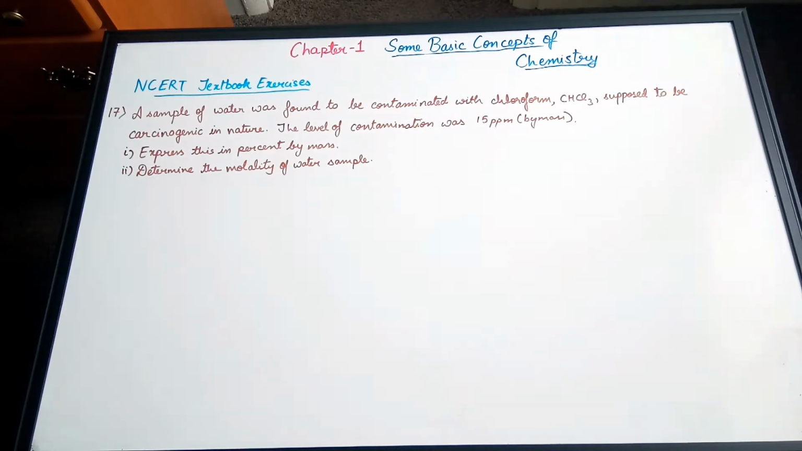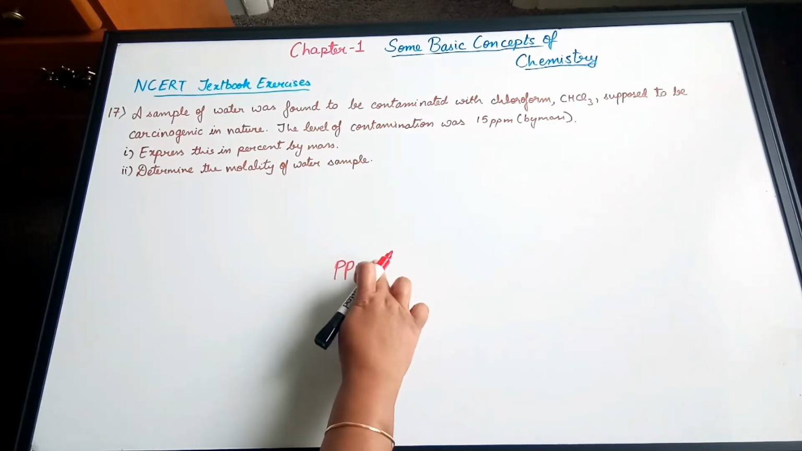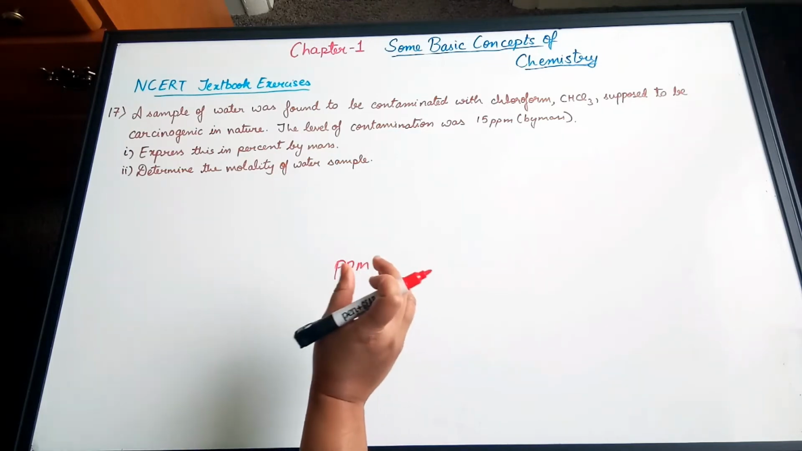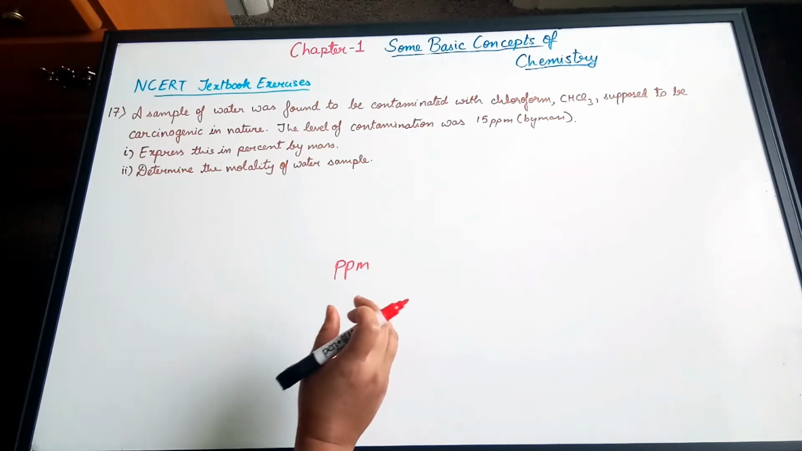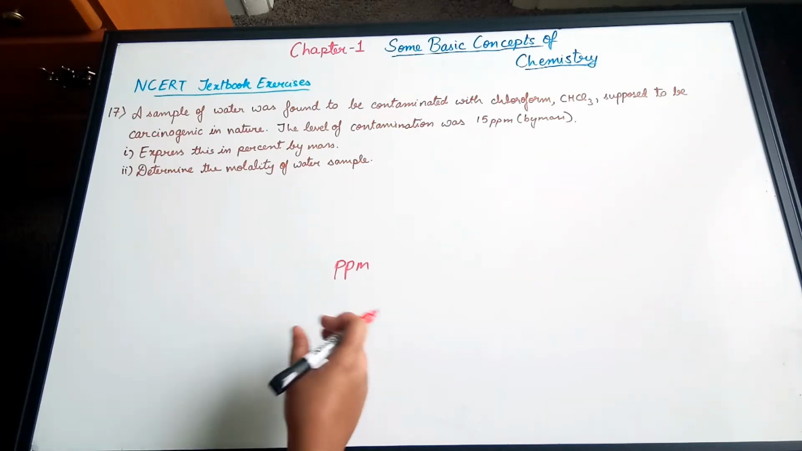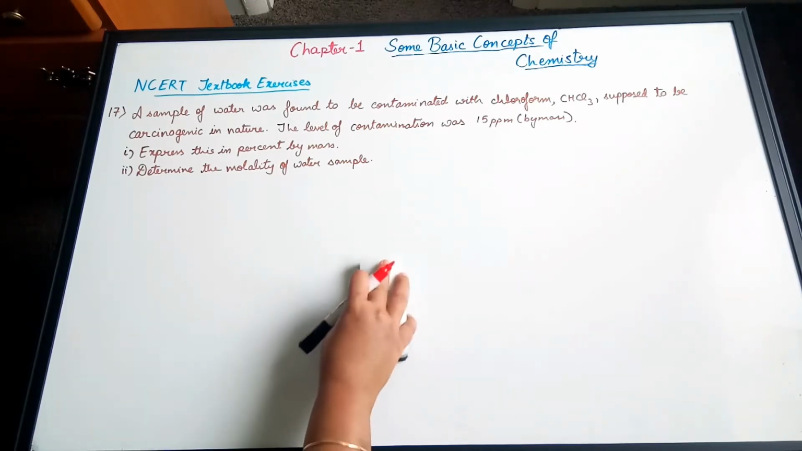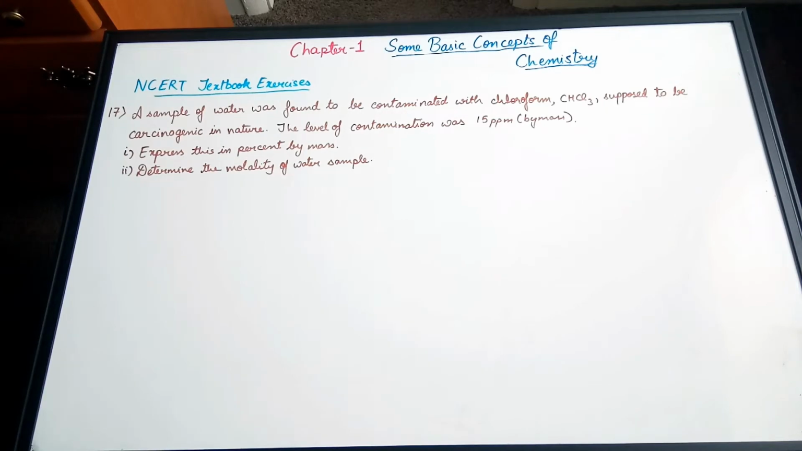And chloroform previously was actually used as an anesthetic, but over time they realized that it was not a good option because of its carcinogenic nature. Now here you have the word ppm. ppm means parts per million. This is especially used for very small quantities, and it means 15 parts of chloroform are present in 10 to the power 6 parts of the water by mass.